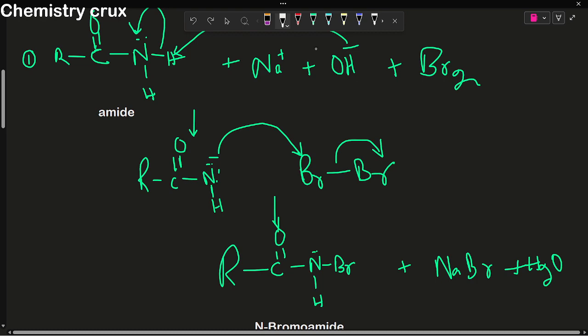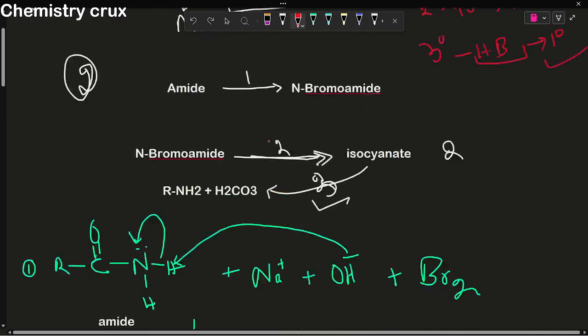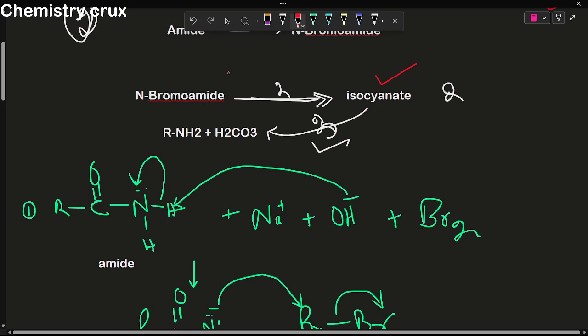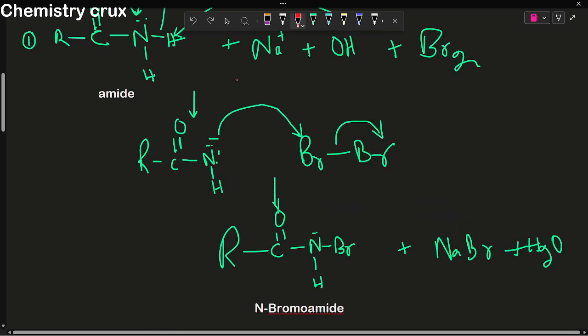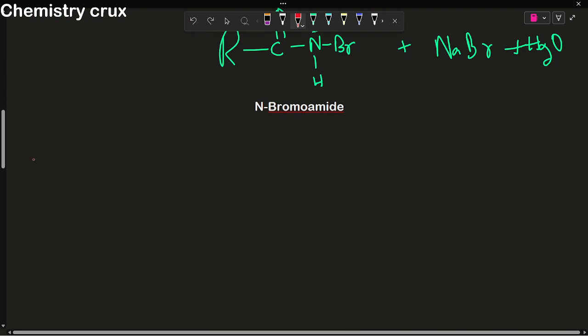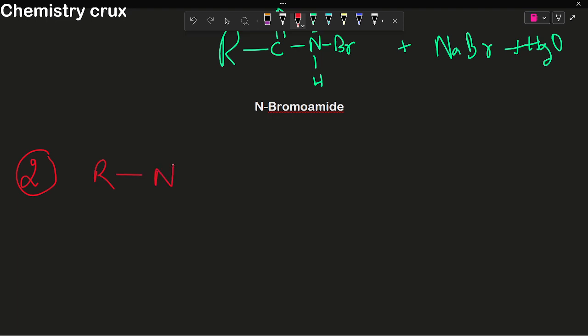Now let's go with the second step of the reaction. The second step is formation of isocyanate from N-bromoamide. Fine. Let's deal with the second step now. So what happens in the second step is that we have this R, that is the N-bromoamide, R-CO-N, here Br is present. Here H is there, plus there is OH negative from the NaOH, from the base, right? And Na positive will also be present.